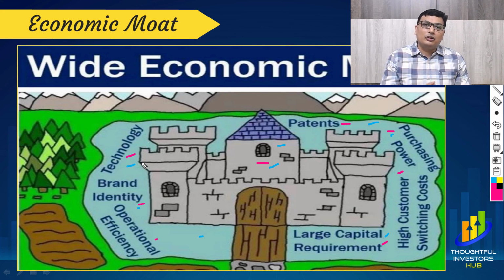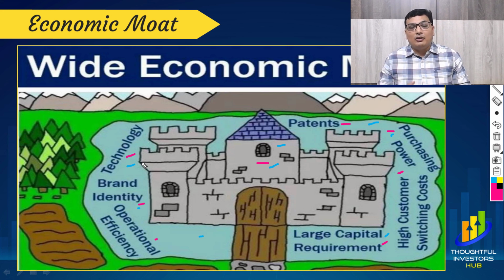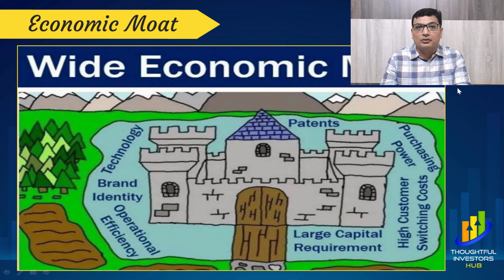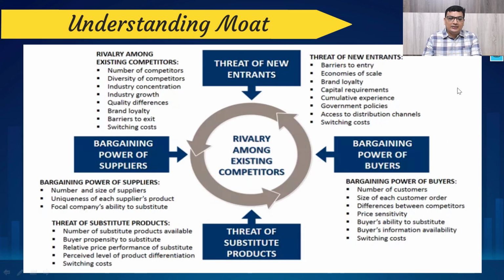Now let us understand how you can analyze this deeply. For this, you can use Michael Porter's 5 forces analysis. Michael Porter is the economist who created this, and he said that there are 5 types of forces through which the strength of the company is determined. That is what we have to understand here.